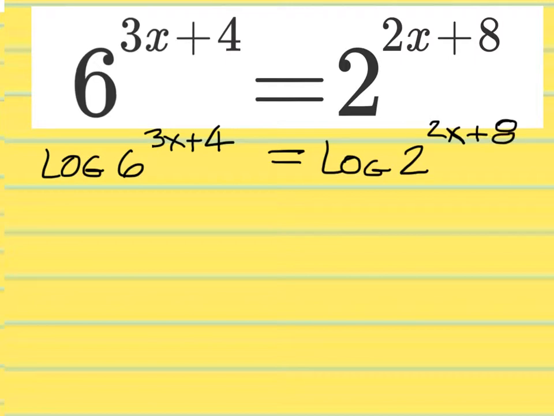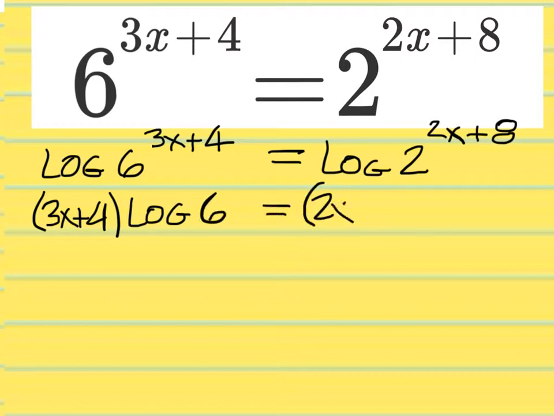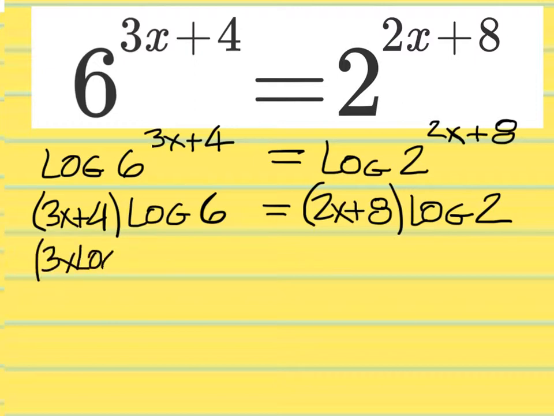And remember your property of logarithms, you can move the exponent down to the left. Quantity of 3x plus 4, close quantity times log 6 equals quantity of 2x plus 8, close the quantity, log 2. Distribute your logs through the parentheses on both sides. So you should have 3x log 6.